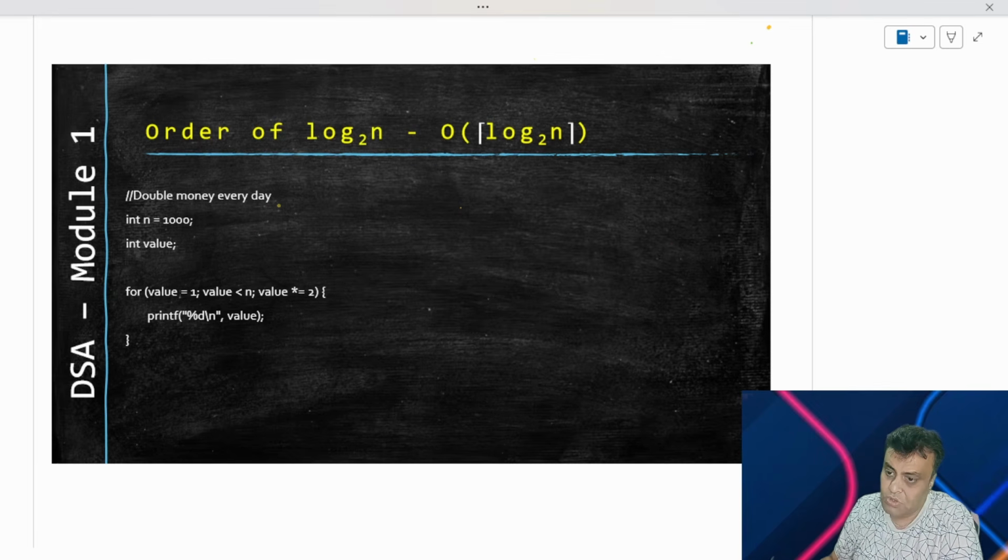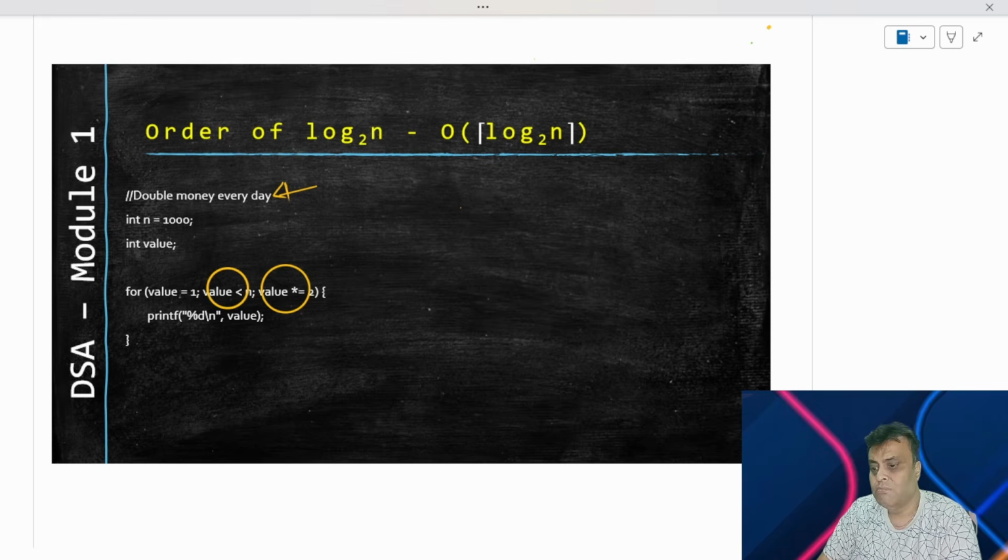So this problem here is to double money every day, right? If that is the problem and we are doing this code in this manner, then let us see how we can calculate the time complexities. We have to be very careful when we are comparing time complexities on these two things. One, what are you comparing against? And two, how many times or how is the increment happening?